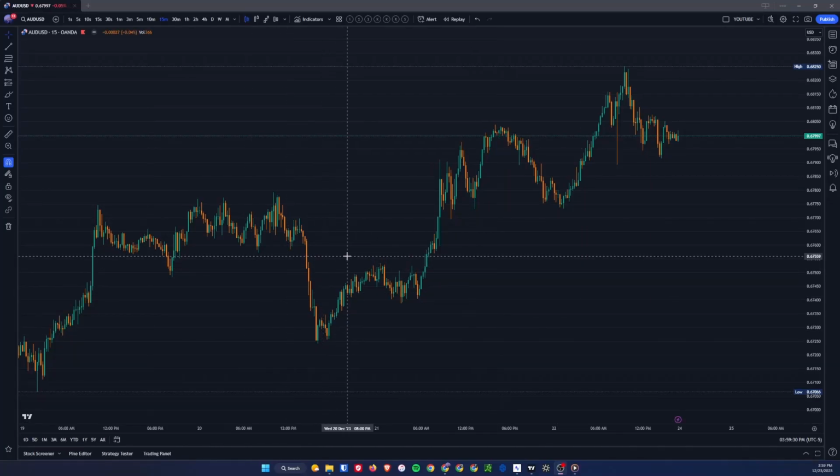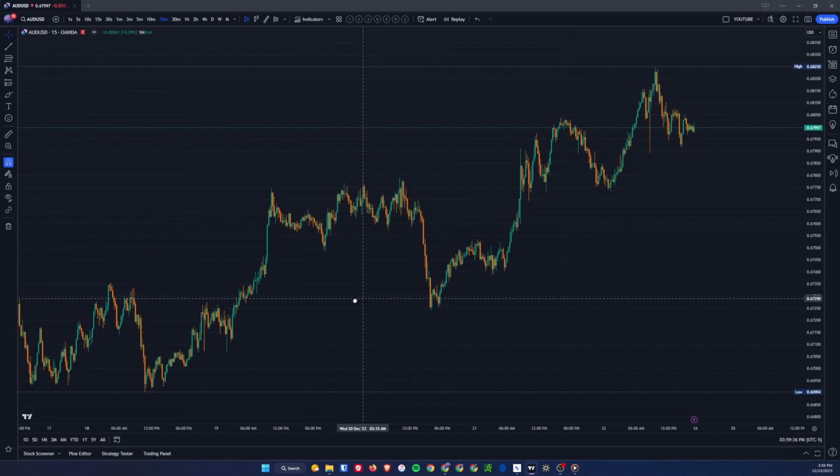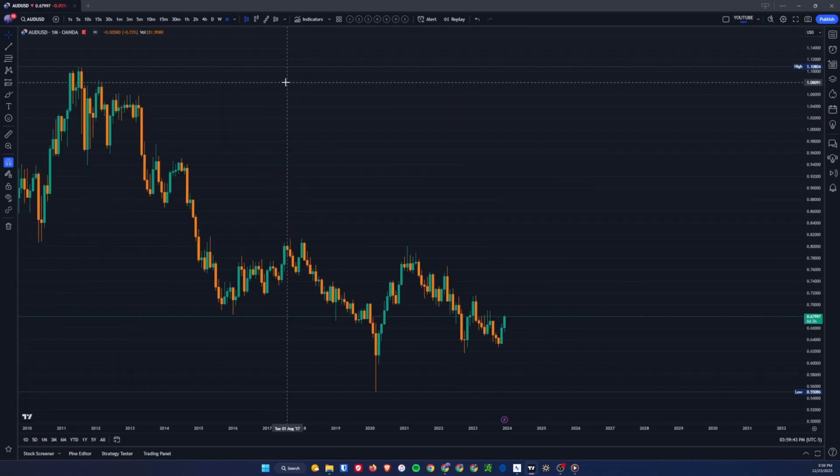Okay, so how do we use trend lines as confluences and as a tool to increase your win rate and the chances that you're going to be right and make money? So the basics of trend lines. Let's start on the monthly time frame.